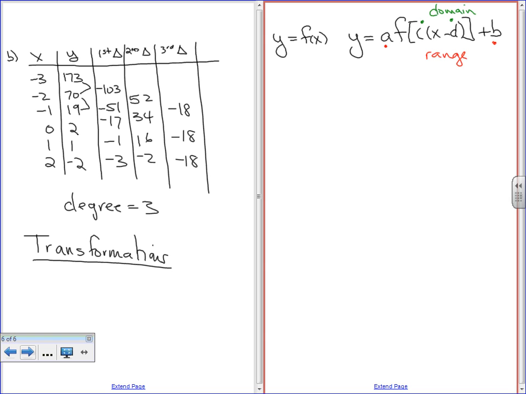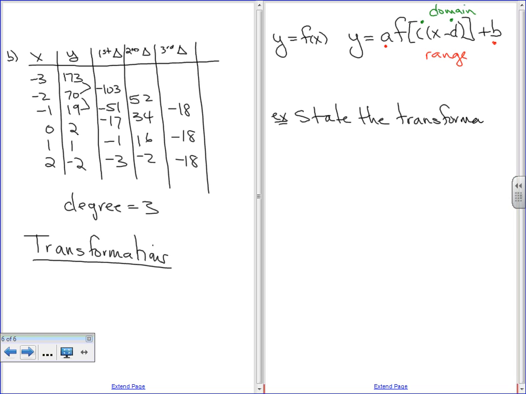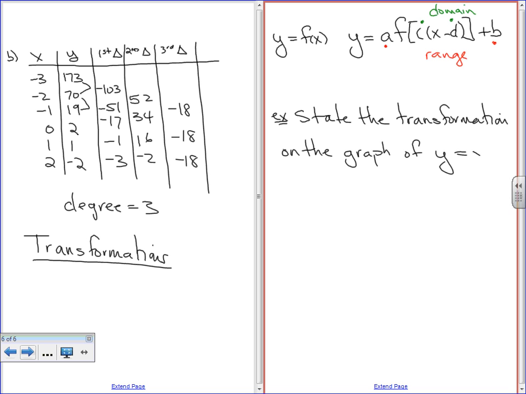Okay? So you will be responsible for answering this. This is the only thing. There'll be no graphing or transformations on the test whatsoever. You'll be responsible for something like this. Example, state the transformation on the graph of, so this is my parent function. This is my original function, x cubed. And then I'm going to put it through the following transformation.